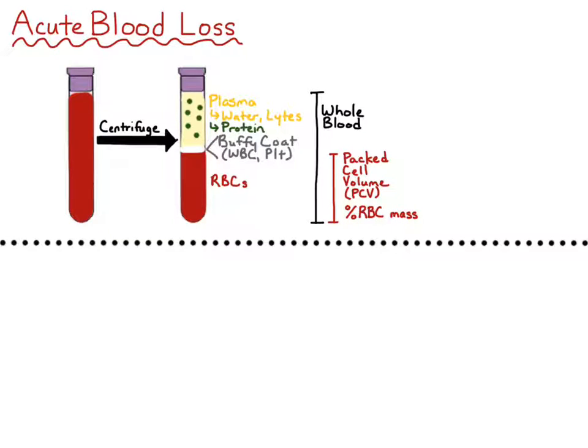Once it's centrifuged, you can see that it's broken down into the plasma component, which contains water, electrolytes, and protein, a buffy coat, which contains white blood cells and platelets, and then the lower red blood cell component.